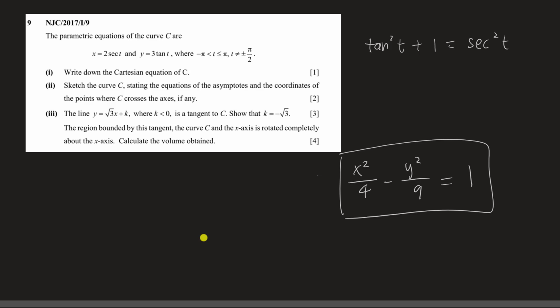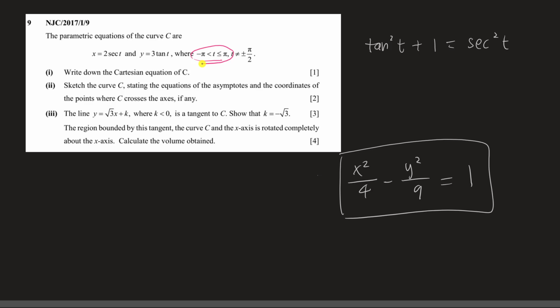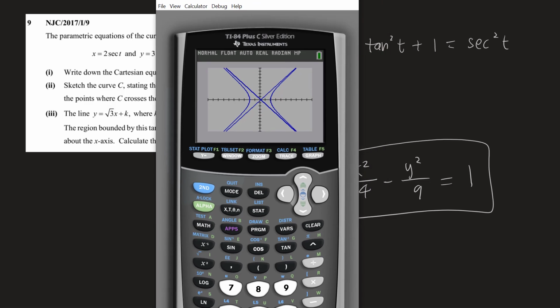So you don't even have to whip out your GC, but it's still good because you don't know how much of the graph you want to draw based on these boundaries. So plot it on a GC. You should get something like this.